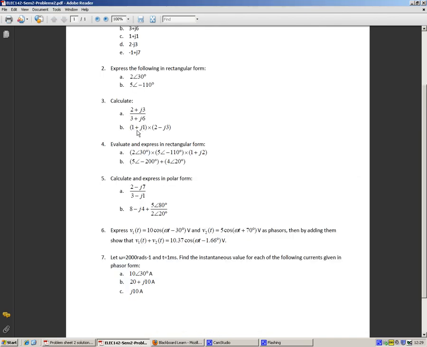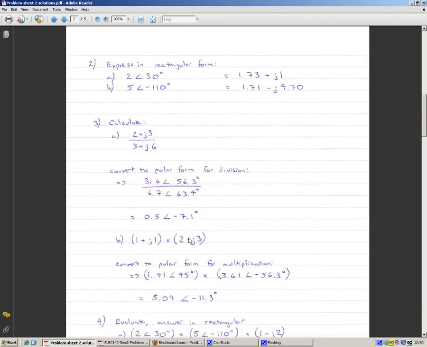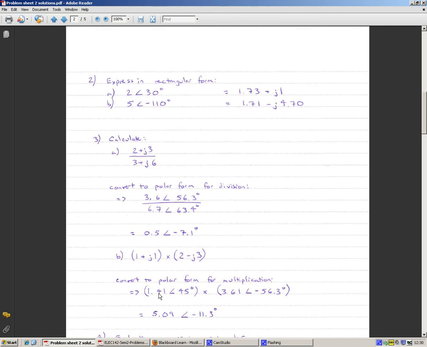So part B, this time we've got a multiplication, and our number again is in rectangular form, so we need to convert it into polar form before we can do the multiplication. So let's just convert that. The first part, 1 plus j1, becomes 1.41 at an angle of 45 degrees, multiplied by 3.61 at an angle of minus 56.3 degrees.